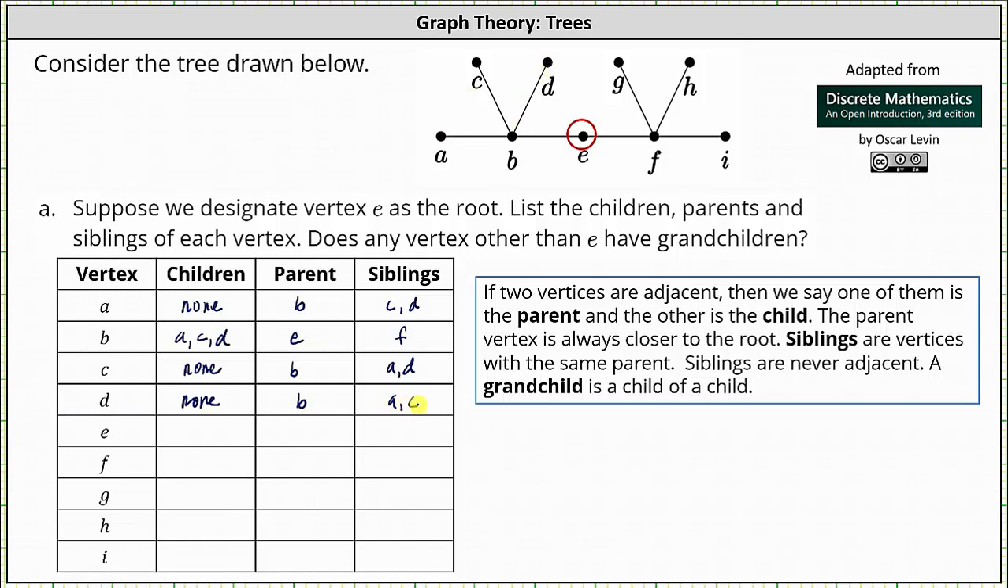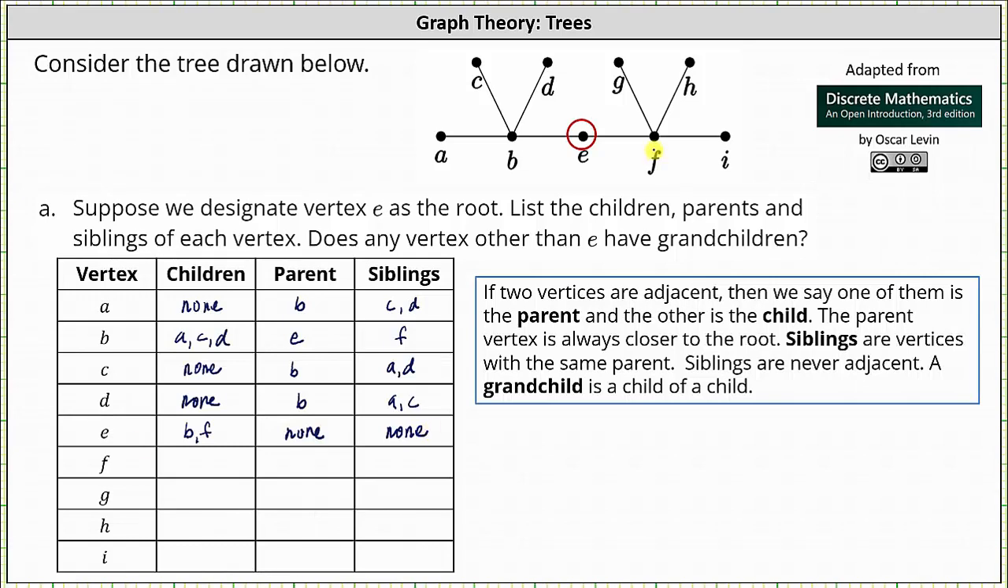And now we have E, which is the root. E has two children, B and F. Notice E is adjacent to B and adjacent to F, but E is the root, and therefore B and F are children of E. A root never has a parent, so that's none. And because the root E doesn't have a parent, it also can't have any siblings.